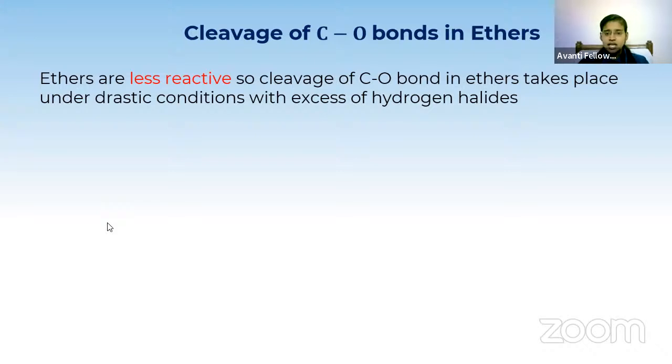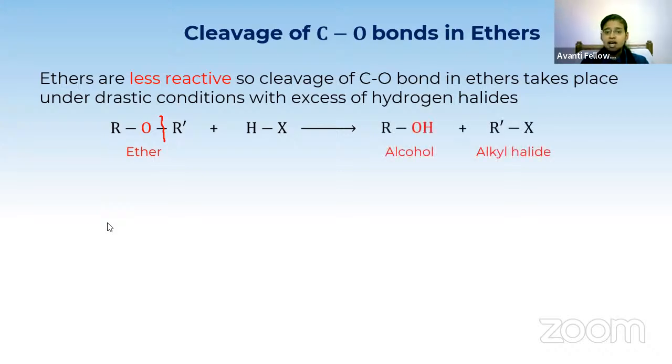Let's see the reaction. Let me take an ether and treat it with HX, the hydrogen halide. Now the carbon-oxygen bond will break. This bond is going to be broken down and it leads to the formation of an alcohol, and R dash X is the second byproduct.